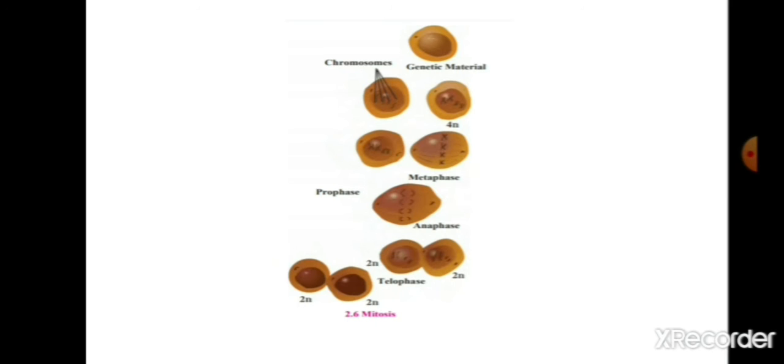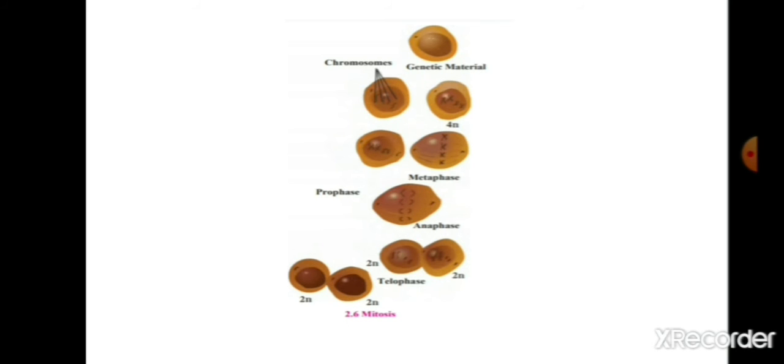A special type of flexible proteins, called spindle fibers, are formed between the centromere of each chromosome and both centrioles. Next one is the anaphase. In anaphase, centromeres split and thereby sister chromatids of each chromosome separate and are pulled apart in opposite directions with the help of spindle fibers.